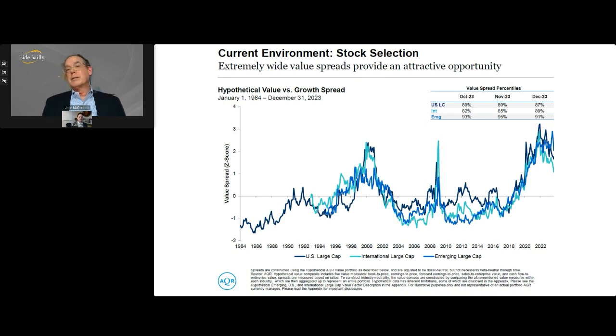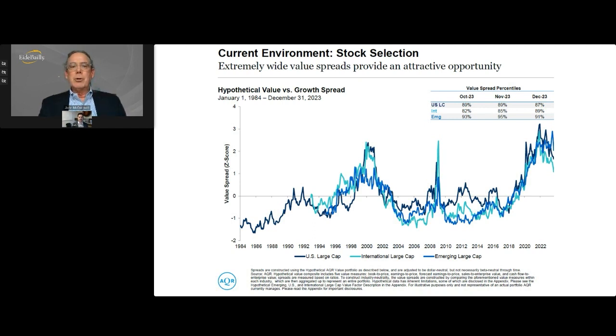So one of the things that we and our investment partners look at is something called the value spread. Without getting too much into the details, you can think of the value spread as looking at the PE ratio of the most expensive stocks as compared to the PE ratio of the least expensive stocks. And that difference, that spread, tells you how expensive growth is relative to value.